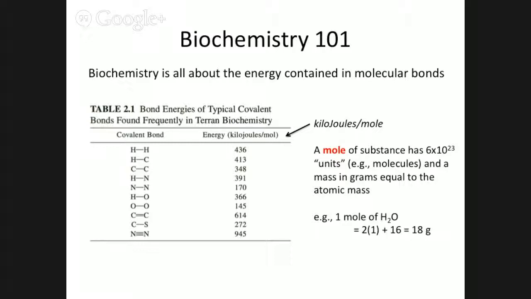When these bond energies are given, it's giving the amount of energy. Joules is a unit of energy, the SI unit of energy. Kilojoules is thousands of those. So, for example, for H-H bonds, there's 436,000 joules in a mole, 6 times 10 to the 23 particles, of H2, hydrogen gas. Is that clear? I'm going to jump forward just to make sure I get every step here.